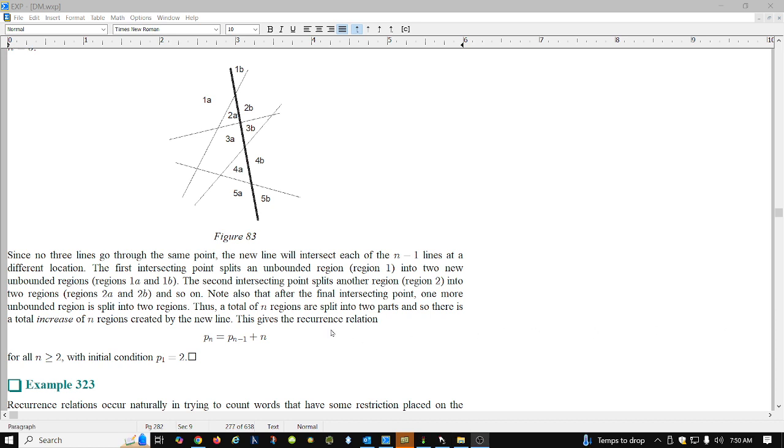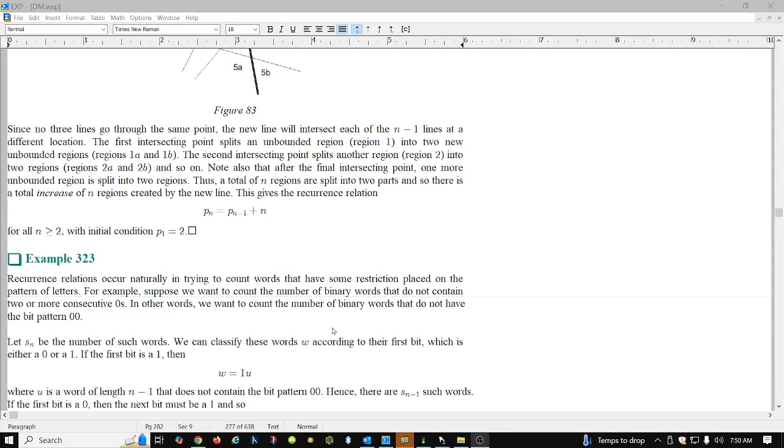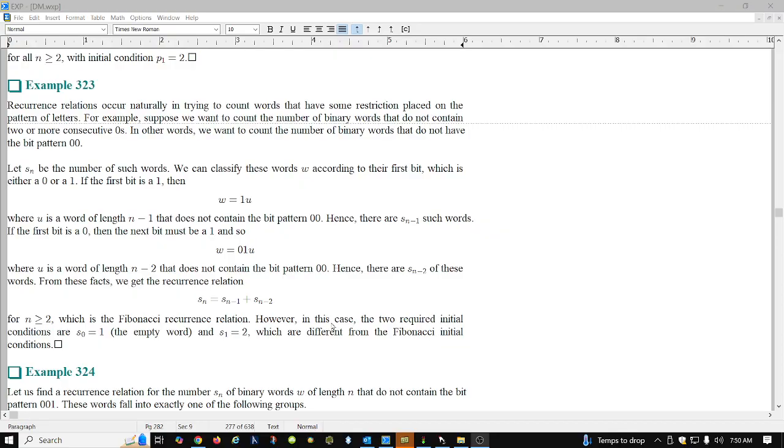Another area in which recurrence relations occur naturally is in trying to count words that have some restriction placed on their pattern of letters. So let's look at a couple of examples. Suppose we want to count the number of binary words that do not contain 2 or more consecutive zeros. In other words, they do not have this simple pattern, 0, 0. Well, this is, again, a natural place for recurrence relations. So let Sn be the number of such words.